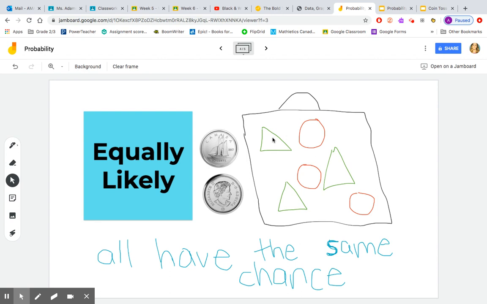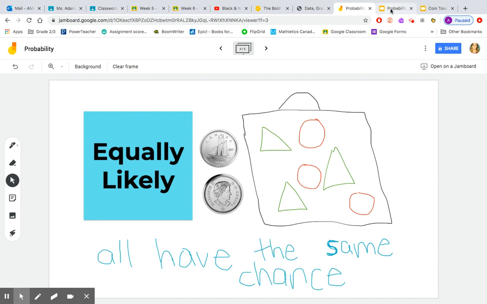Now we can think of the same thing when we think of a coin. So we have a coin, we have heads and we have tails. And if I were to flip the coin, it is equally likely that I will get heads and it is equally likely that I will get tails. Both have the same chance of being flipped. Both have the same chance of winning because they both only have one, right? There's not two heads and one tail or two tails and one head. They both have one option, one chance of winning. So they both are equally likely to be picked.